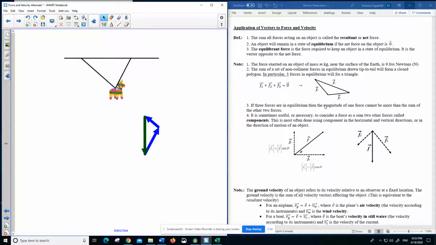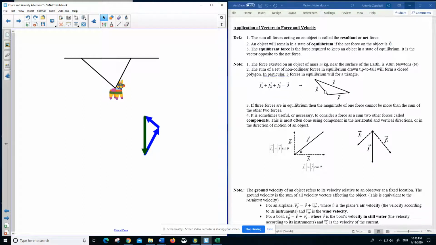All right. Now, just a little thing here: if three forces are in equilibrium, meaning they form a closed triangle, well, there's no one force that can be bigger than the sum of the other two forces. Okay, and that makes sense. Just look at the triangle. Say you take the longest side of this closed triangle, you realize that there's no way it can be larger than the sum of the other two sides.